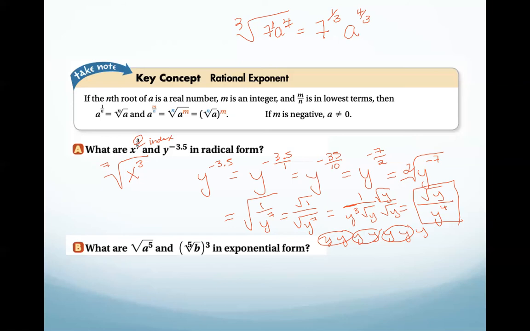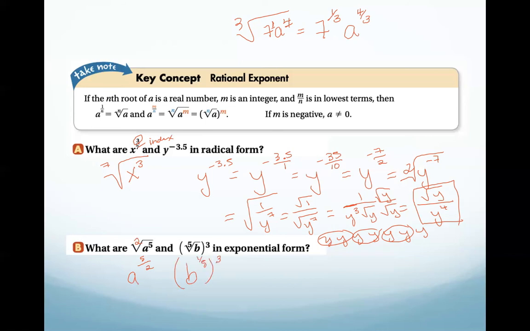In part B, we're given the radical form. We want to turn it into a rational exponent, so I need to know what the index is. In the first one, our index is 2, so that becomes a raised to the 5 over 2. The 5 doesn't change, just stays in the numerator. And then in our second one, we have b with an index of 5, so that's b to the 1/5, and then raise that to the 3rd power.